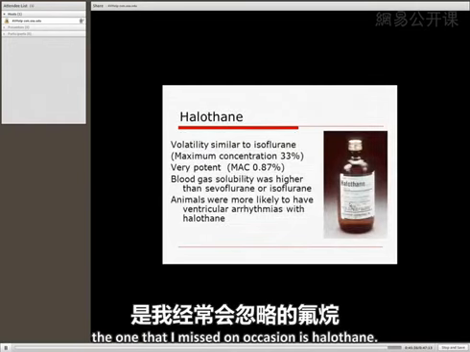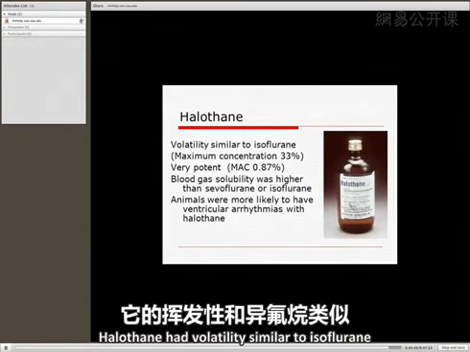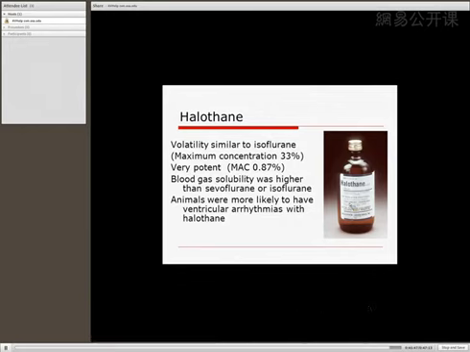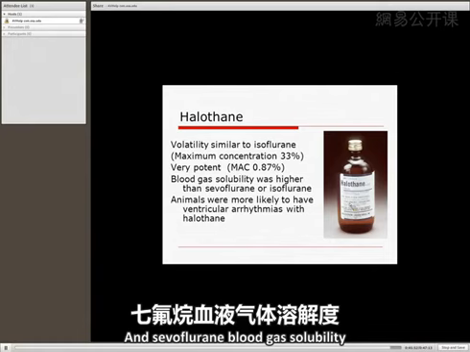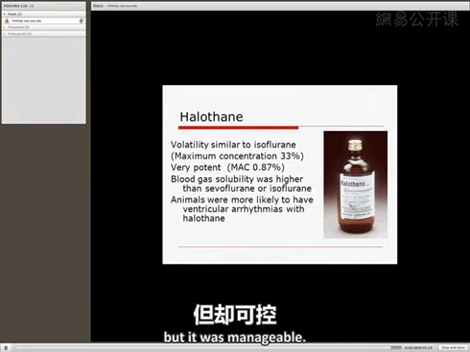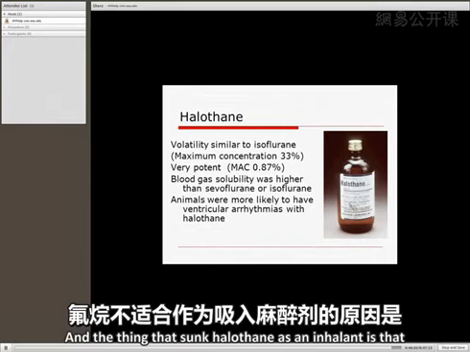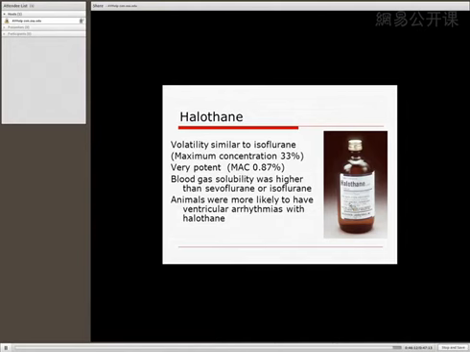The other agent, the last one to go away, the one that I miss on occasion, is halothane. Halothane had a volatility similar to isoflurane, so you had a maximum concentration of 33%. It was very potent, more so than either isoflurane or sevoflurane. Blood gas solubility was a little higher than those two, so its onset of action wasn't quite as fast, but it was manageable. And the thing that sunk halothane as an inhalant is that animals were more likely to have ventricular arrhythmias with halothane. The halogenated hydrocarbon rather than the halogenated ether.